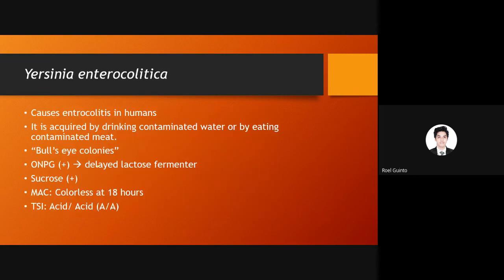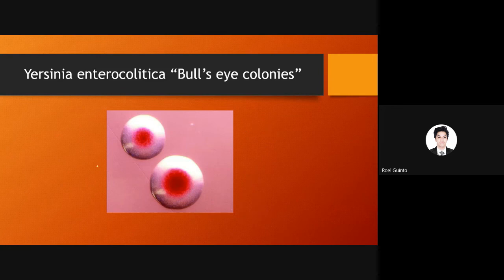Next, we have Yersinia enterocolitica. So, causes enterocolitis in humans. It is acquired by drinking contaminated water or by eating contaminated meat. So, in colony, it produces bullseye colonies. So, ONPG positive because it is delayed lactose fermenter. Sucrose positive. In McConkey, it is colorless at 18 hours. In TSI, it produces A over A or acid over acid. So this is the example of Yersinia enterocolitica. So it has bull's eye appearance.